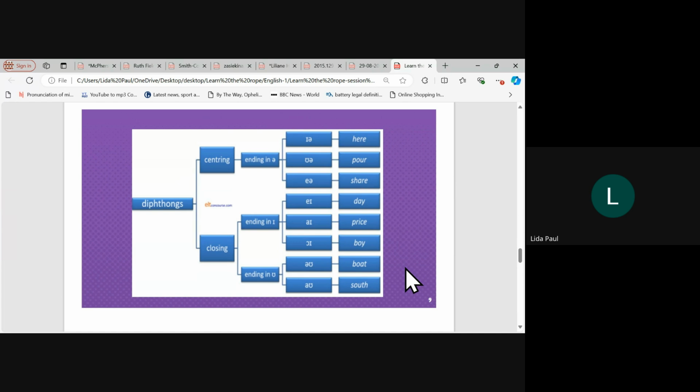So here, her, share, day, prize, boy, boat, south. Okay, the last one is ow, as seen in the word south. All of these are short vowels, not long vowels. So diphthongs are short vowels. Do not count them as long. They appear in the exams, right? All right. So that is the 8 set of diphthongs. Any questions?